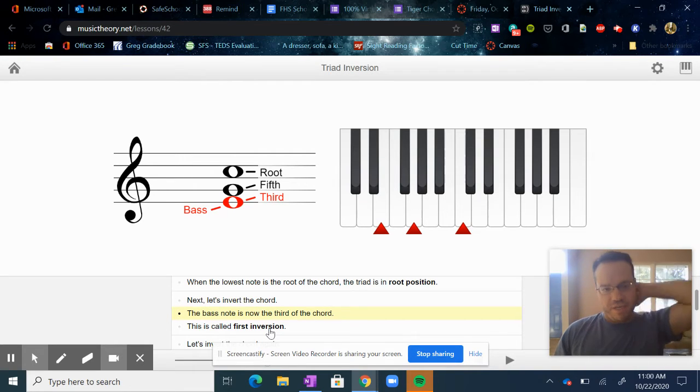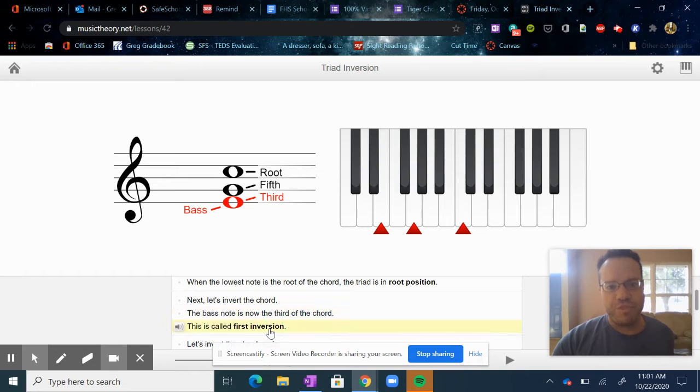That would be a first inversion triad, which means the third of the chord is in the bass. So the third of the chord is the lowest note. Now we have third, fifth, root: E, G, C. We had do, mi, so; if we were in C major, now we have mi, so, do. That's called first inversion.